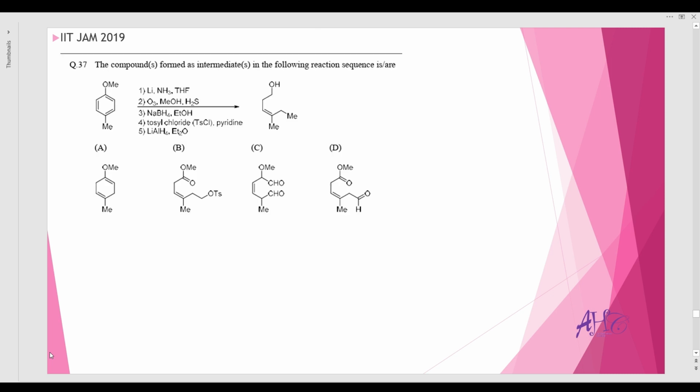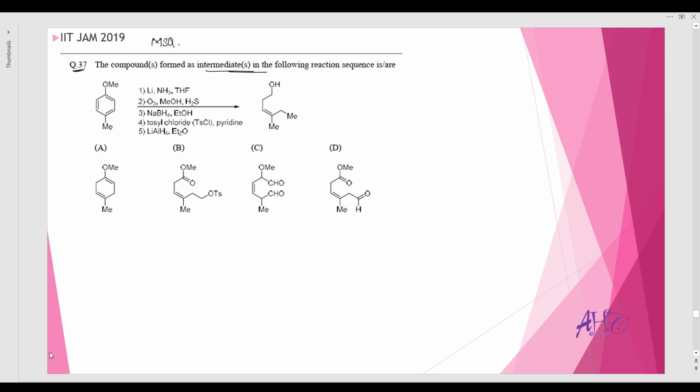Next, 37th question. So 37th question-ல என்ன கேட்டிருக்காங்கன்னா, the compound. So this is your MSQ question. இங்க என்ன கேட்டிருக்காங்கன்னா, the compound formed as an intermediate in the following reaction sequence. So இங்க they have given a complete reaction கொடுத்துட்டாங்க. இதுல என்ன intermediate form ஆகுதுன்னு கேட்டிருக்காங்க.